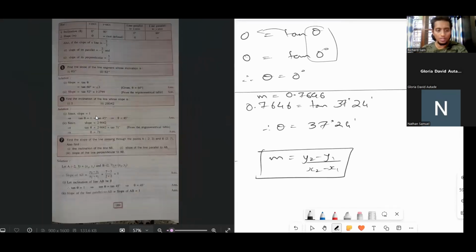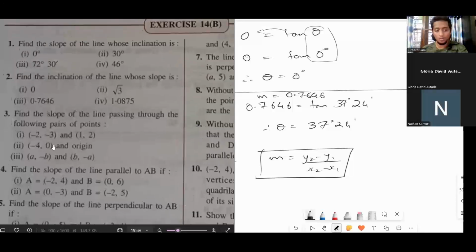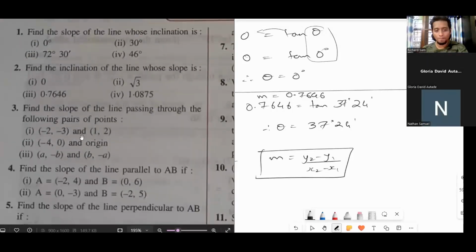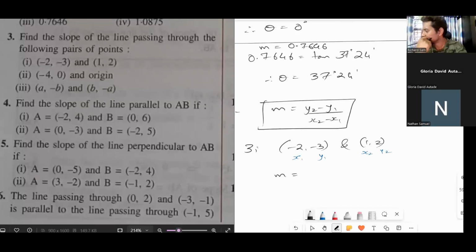So use this formula and find the slope of this first line. Find the slope for the first 2 points. The first point is x1 y1, the second point's coordinates are x2 y2. Substitute that in the formula and find. Minus 2 minus minus 3 is what? Yes, be careful with the sign. What is 2 minus minus 3?